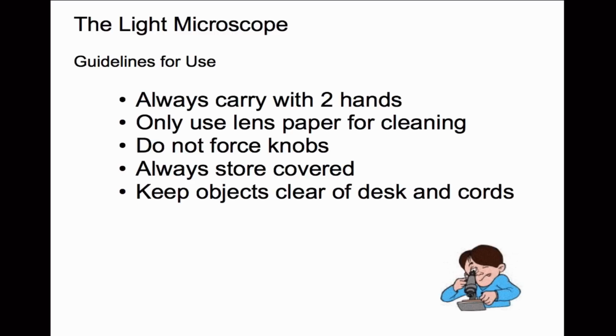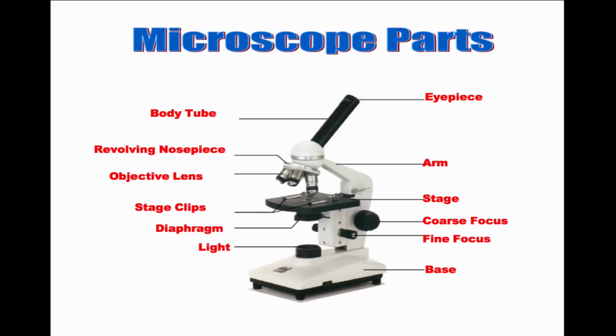We store them covered, so if you put a microscope back onto the cart, you need to put the plastic cover back on it. And when you're using the microscopes, you want to keep objects clear of it. The things that you're using at the lab bench need to stay away from the microscope, and the cords need to stay up around the microscope and not be dangling down so that they can catch on things and pull the microscope off of the bench.